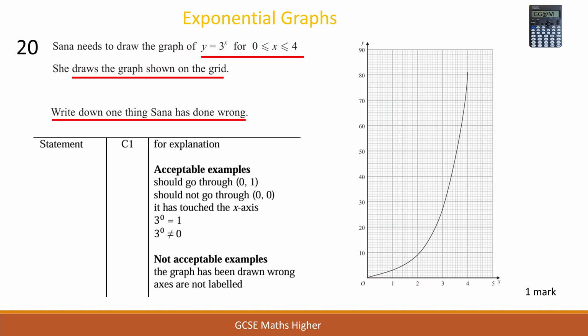Fantastic, so you should have made a statement. Now this C1 means it is a communication mark for an explanation explaining that 3 to the power equals 1, which is not where this graph is going through. So you need to look very carefully down at this area here as to why the graph is where it is. Give yourself a big tick if you got it correct. Again, you've got some information here, what is not accepted and what is accepted.